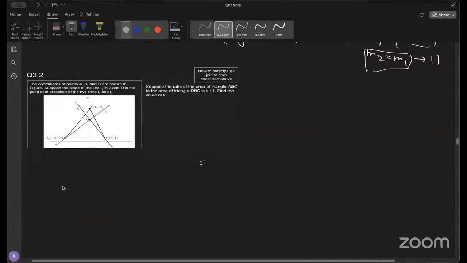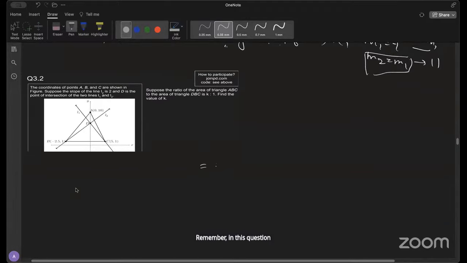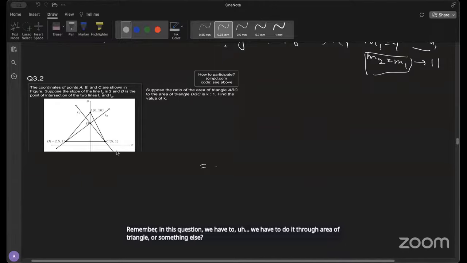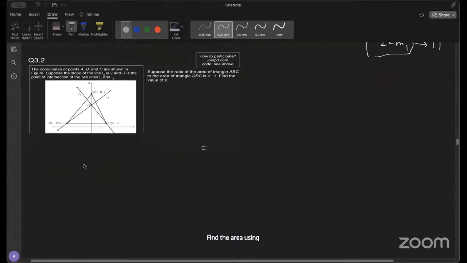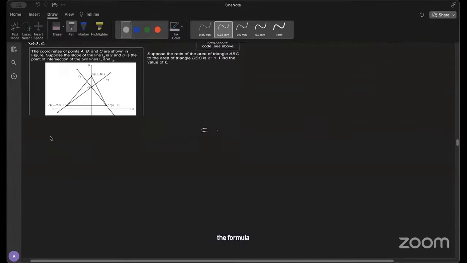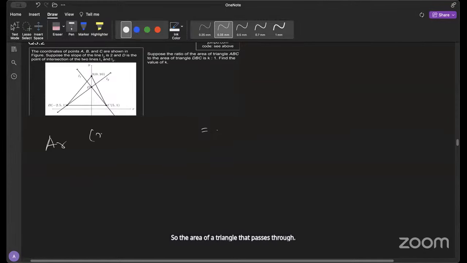Let's do it here. Ma'am, in this question, do we have to do it through the area of a triangle or something else? Yeah, that's the only plausible way to do it. Find the area using the formula. The area of a triangle that passes through, let's say you have 3 points, x1, y1. Ma'am, we can find the area by using half into base into height.